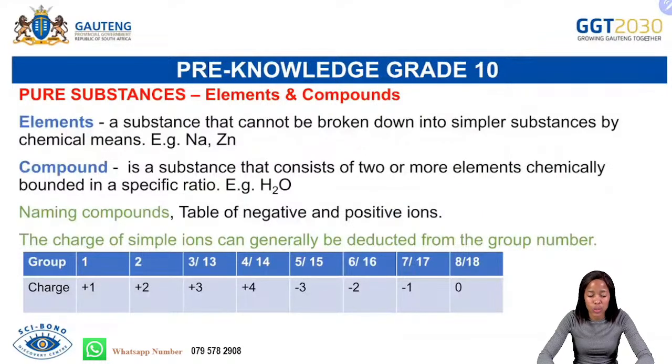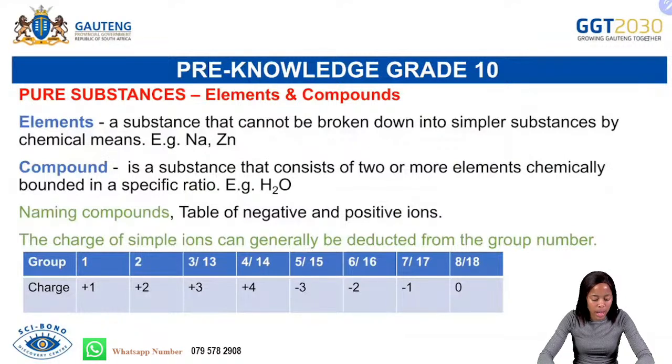Now, this is what you already know. So your pre-knowledge from grade 10, you had already learned about pure substances, which is then your elements and compounds. For elements, it says a substance that cannot be broken down into simpler substances by chemical means. So any element that you see on the periodic table, so it can be your sodium, which is Na, your Zn, which is your zinc. It can be the letter B there, which is your boron, Cl, which is your chlorine. So any single element there on the periodic table.